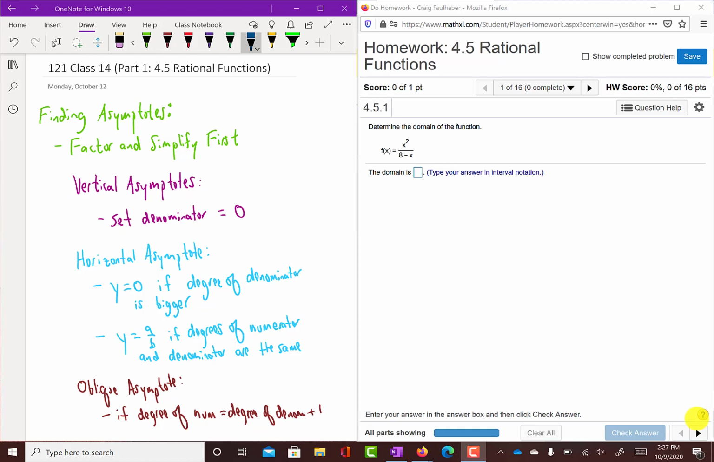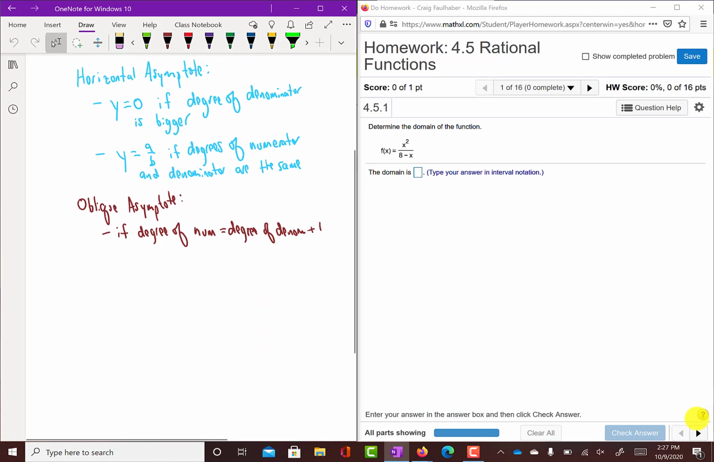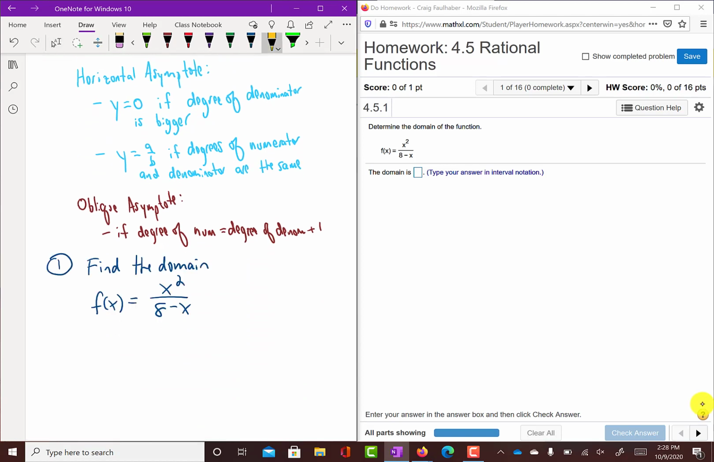But as far as problem 1 goes, we're just finding domains of functions. And generally speaking, there are two main rules for domains at this point in this class. And with rational functions, the main rule that we're going to use is that the denominator cannot be 0. In this example, the denominator is 8 minus x, so we're going to say that cannot equal 0. And then we're going to add x to both sides, which basically just tells us that x cannot equal 8.